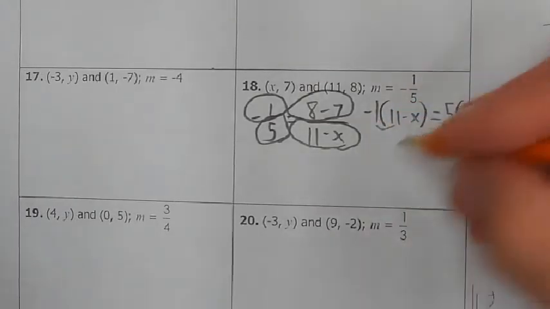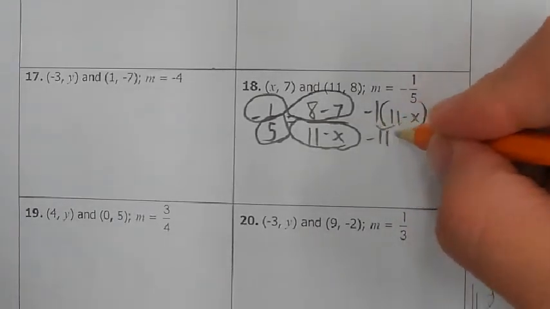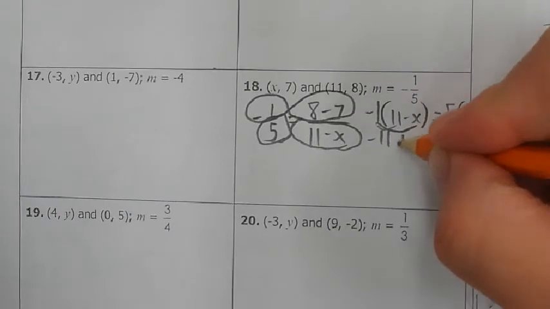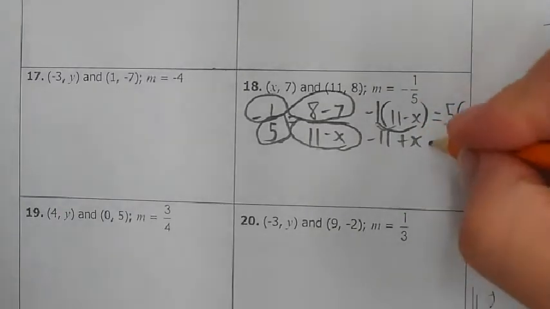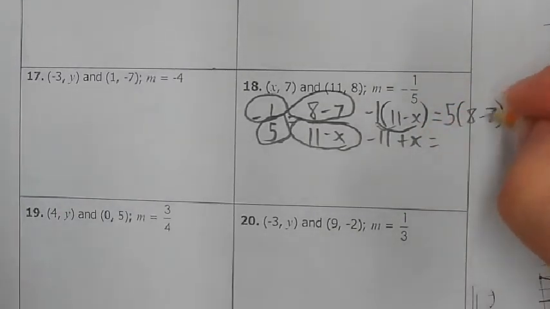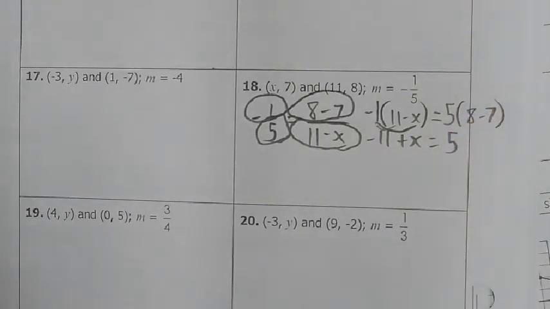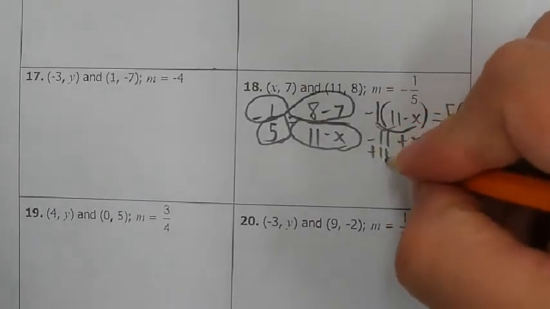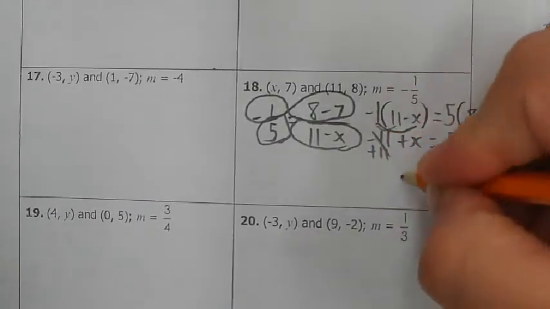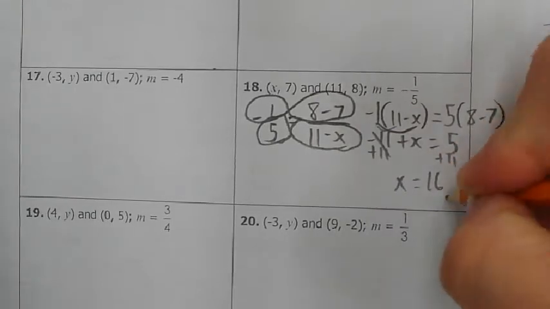Negative 1 times 11 is negative 11. Negative 1 times negative x is a positive x. Equals 5, let's see, 8 minus 7 is 1. 5 times 1 is 5. Add 11. 16. Get x equals 16. And you're done.